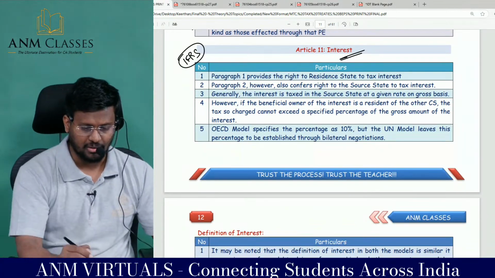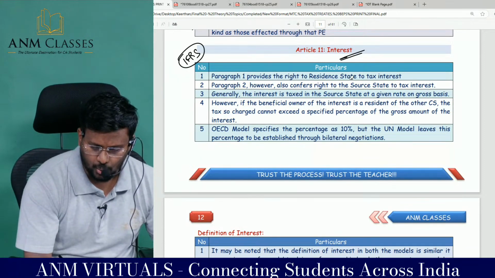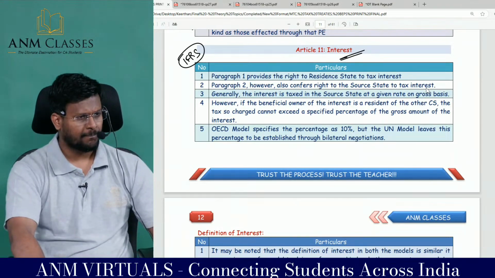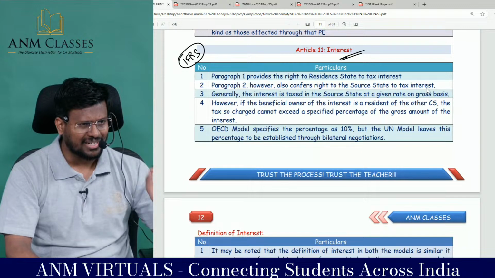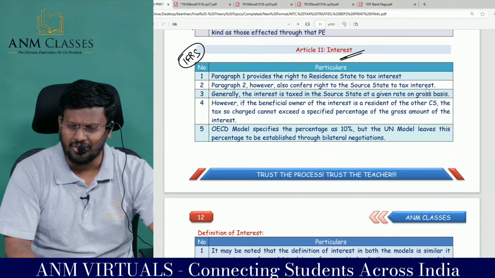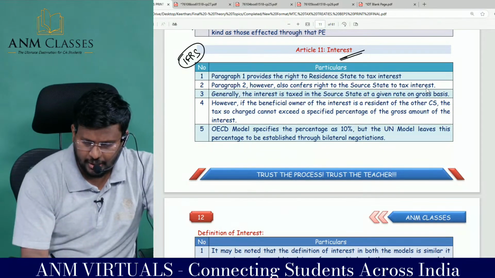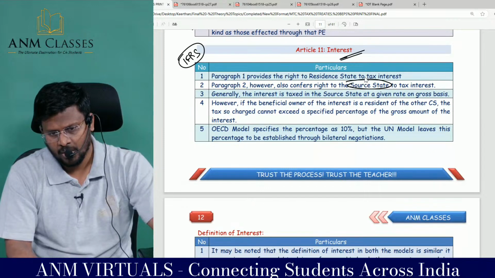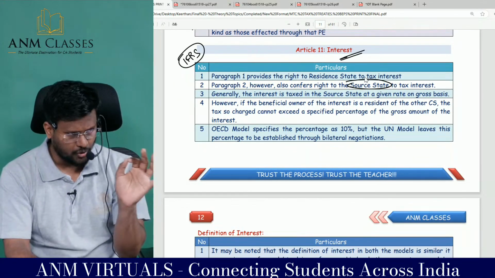With this backdrop, we will read what is there in our material. Paragraph 1 provides the right to the resident state to tax the interest. Paragraph 1 of Article 11 is saying that on interest, which country is having the right? Para 2, however, also confers the right to the source state to tax the interest. Always later is the better.